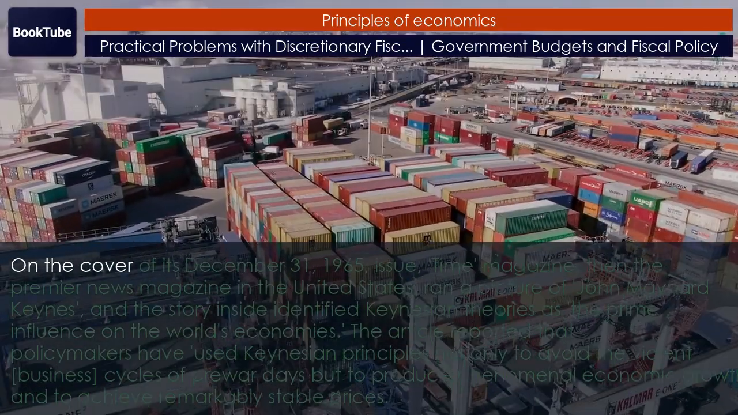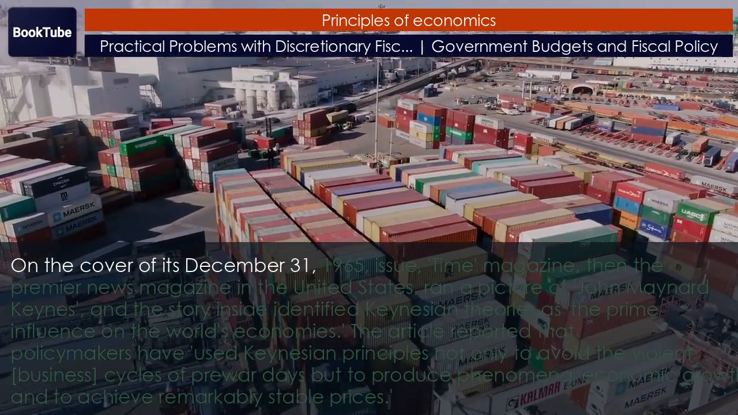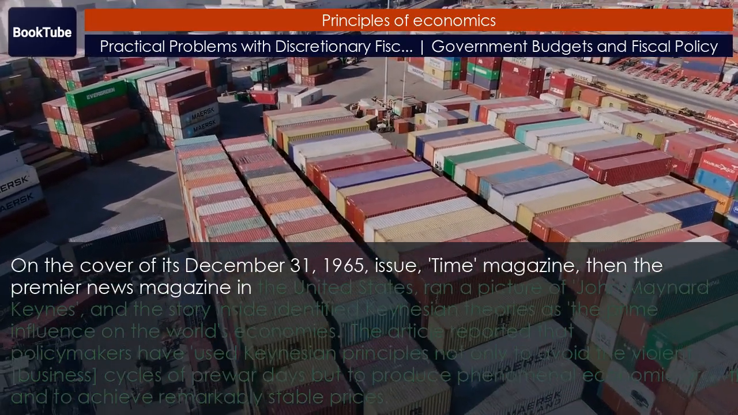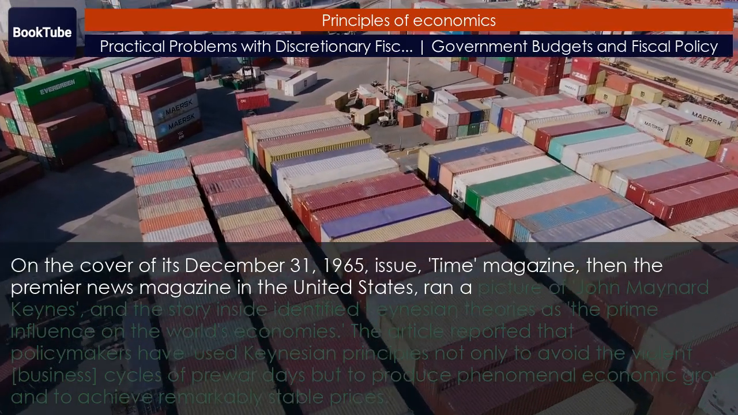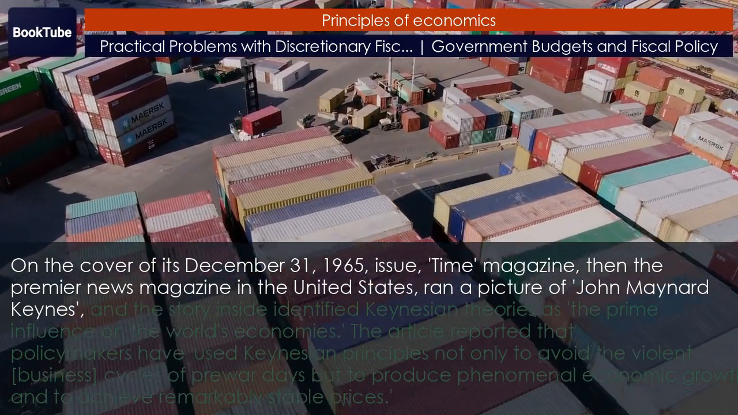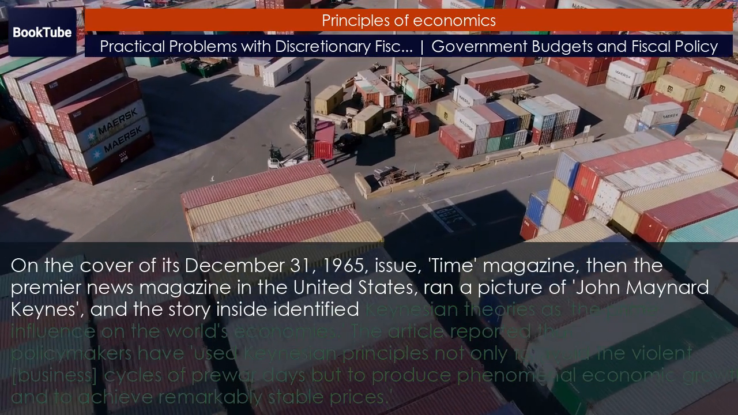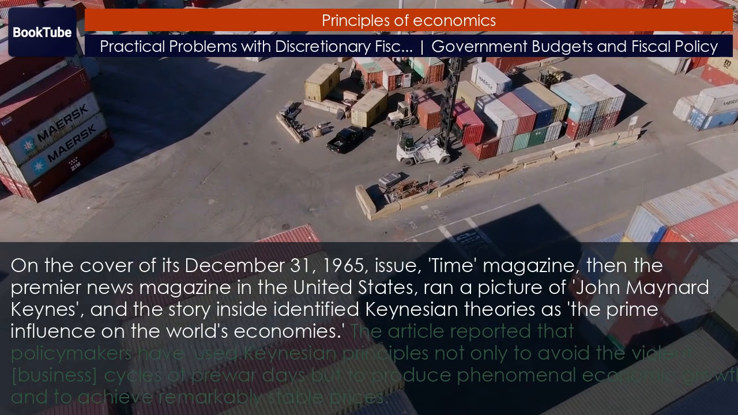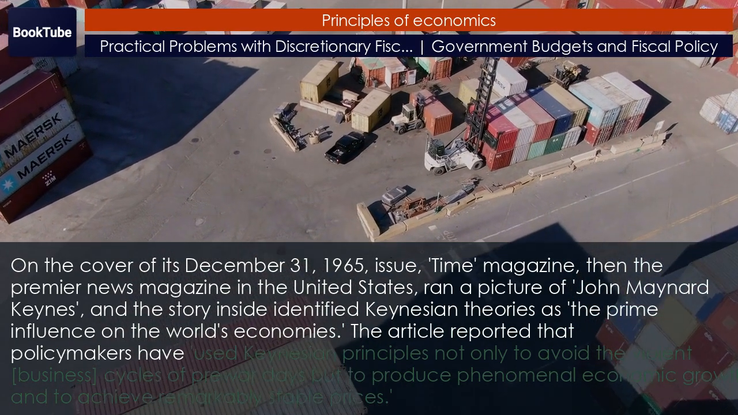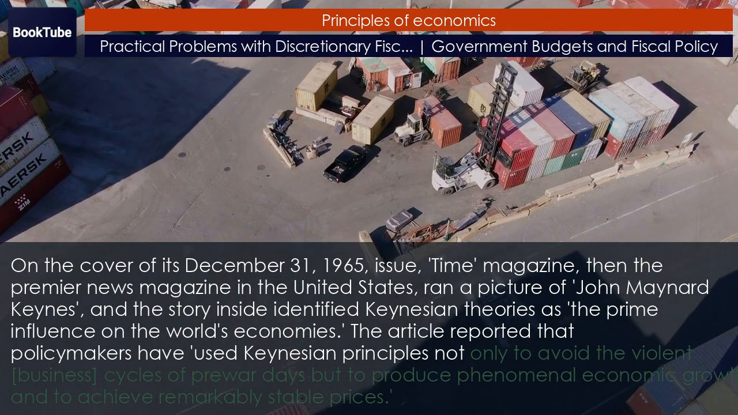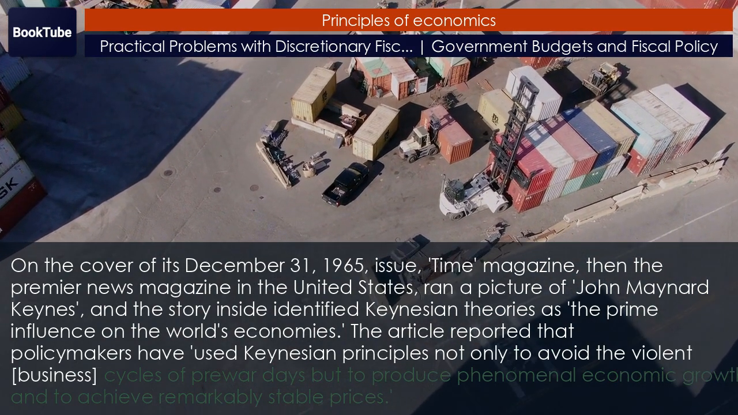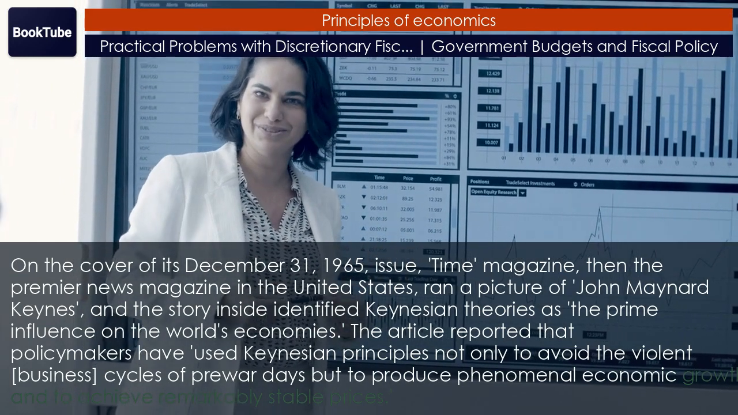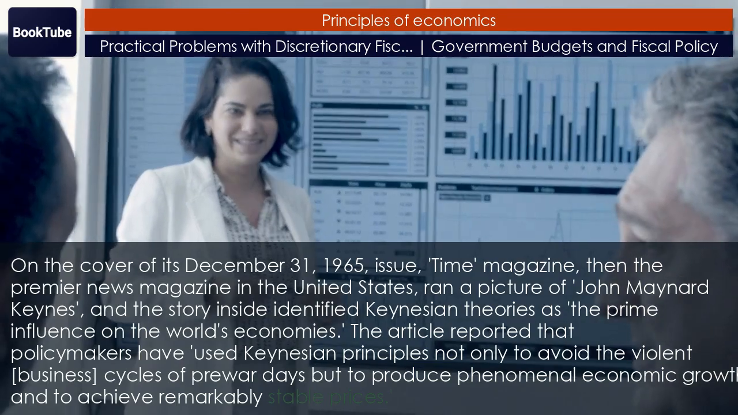On the cover of its December 31, 1965, issue, Time magazine, then the premier news magazine in the United States, ran a picture of John Maynard Keynes, and the story inside identified Keynesian theories as the prime influence on the world's economies. The article reported that policymakers have used Keynesian principles not only to avoid the violent business cycles of pre-war days but to produce phenomenal economic growth and to achieve remarkably stable prices.